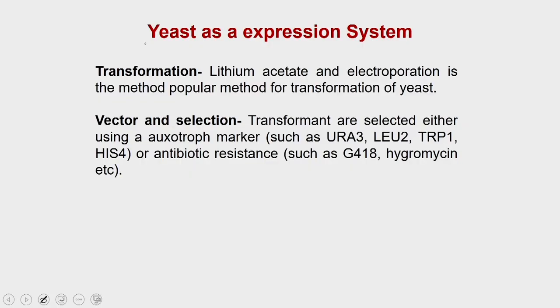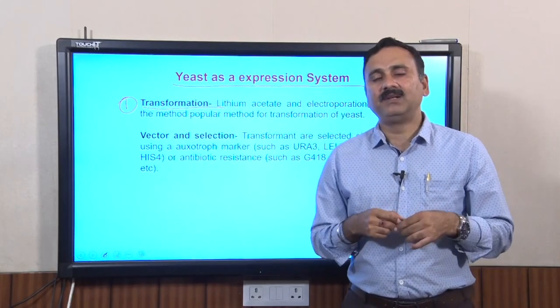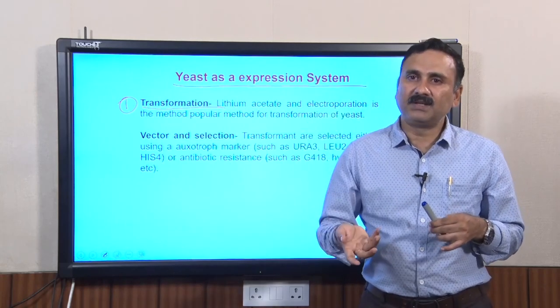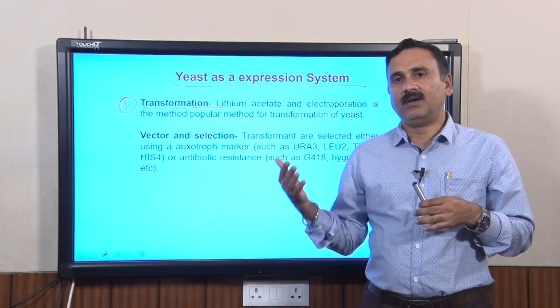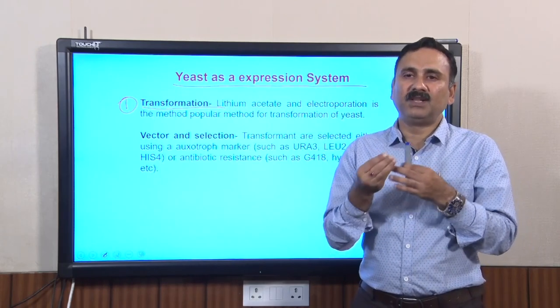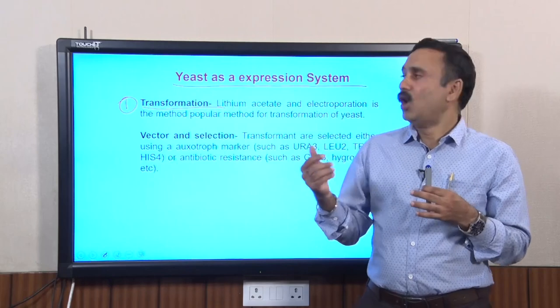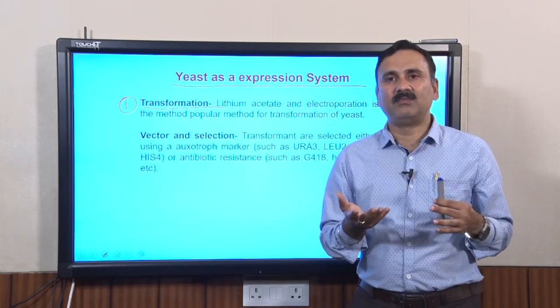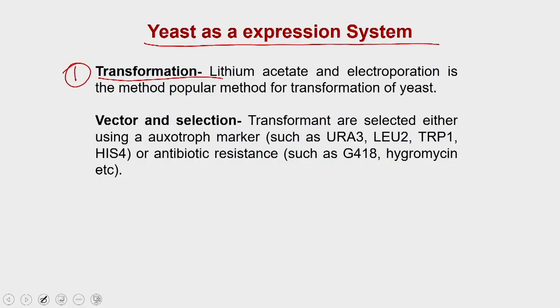Now, if you want to use yeast as an expression system, the first step is to transform the recombinant DNA you have generated into the yeast vectors. We have discussed a couple of yeast vectors in the past, and we have also discussed transformation methods, where you use either spheroplast based transformation or lithium acetate based transformation. For protein production, mostly people use lithium acetate or electroporation as a popular method for transformation of yeast.